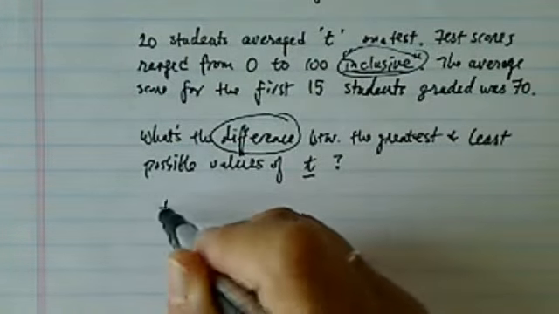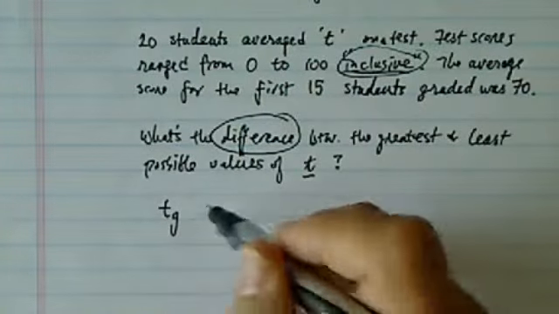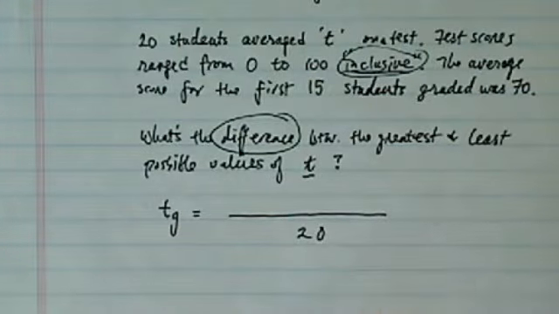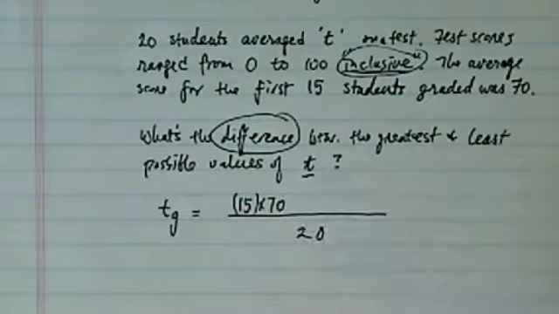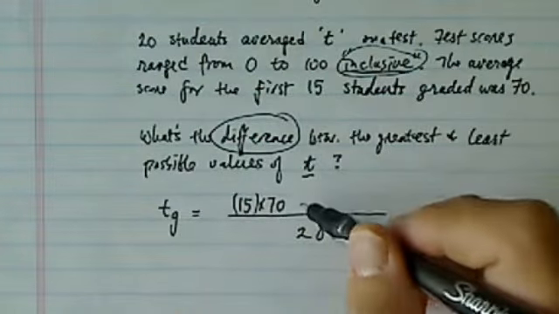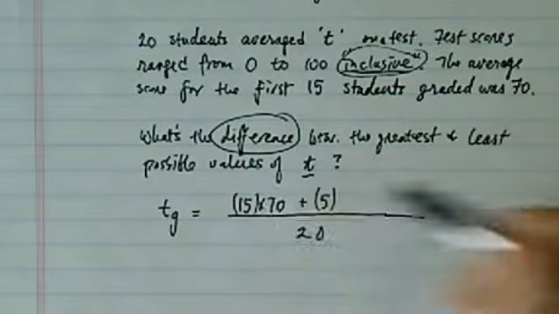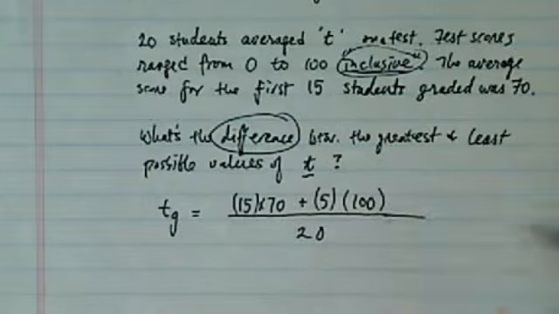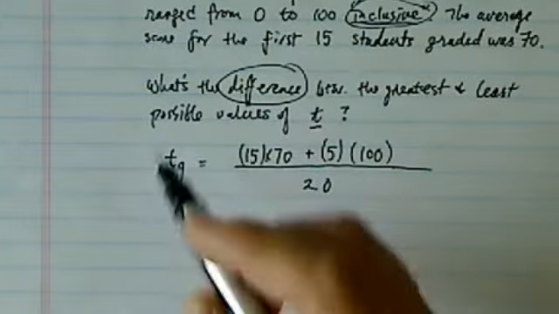All right, so let's say T greatest. This is the average. We have 20 students, so that's divided by 20. The first 15 students averaged 70. Since it's the greatest, we'll assume the next 5 students, because we graded 15 students, all of them aced the test. So that's choice 1. Well, actually, I was wrong. The greatest is the one you can calculate.